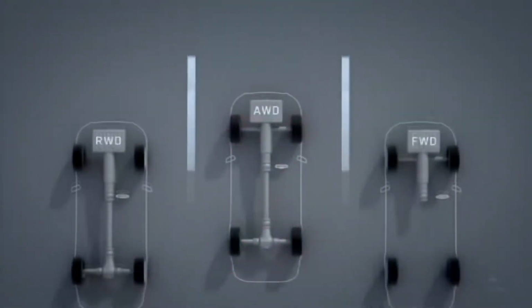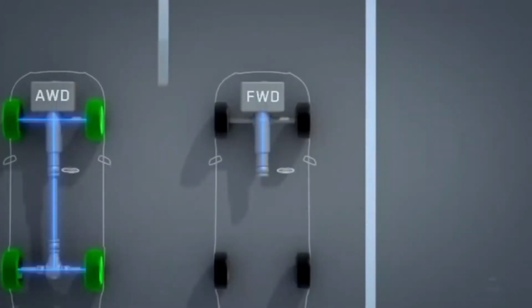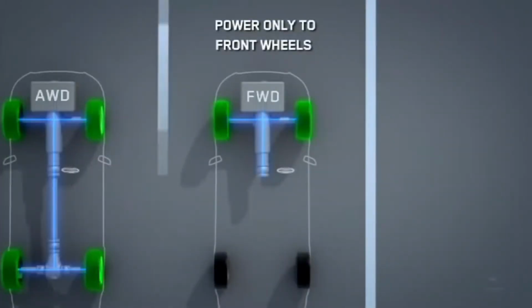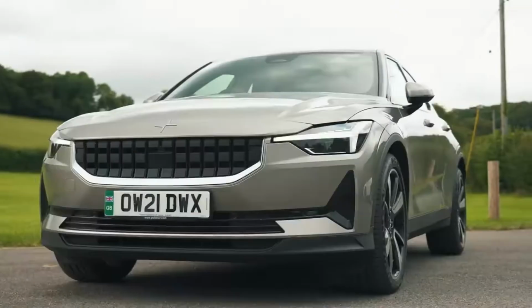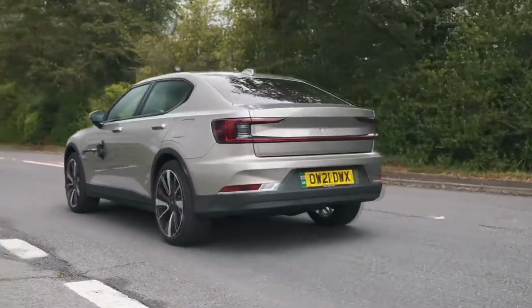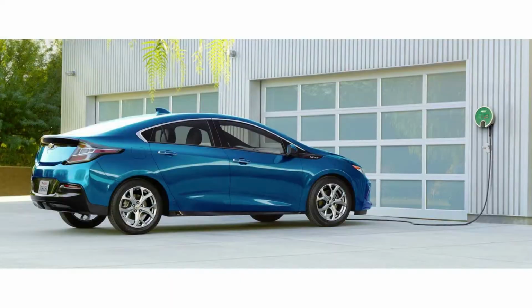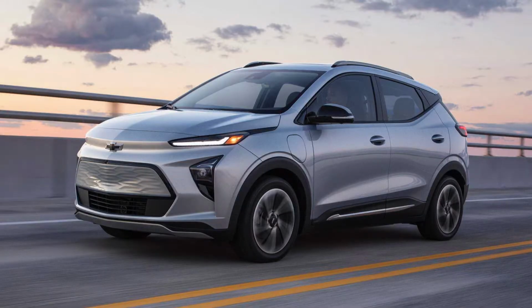I have explained what each of these drivetrains are in another video, but I'll explain it to you guys right now. Front-wheel drive has the vehicle only delivering power to the front wheels. In an electric car, the battery normally only provides power to one electric motor, which drives the front wheels. Examples of front-wheel drive electric cars are the entry-level Polestar 2, Chevrolet Volt, and the Chevrolet Bolt EV.